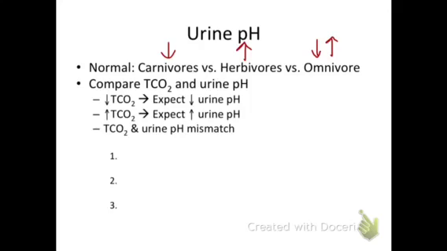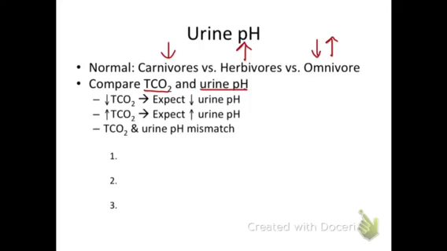their diet. The urine pH and the TCO2 both reflect the patient's overall metabolic acid-base status, so the TCO2 and the urine pH are expected to increase and decrease together. However, there are 3 instances in which the urine pH will not match the TCO2.